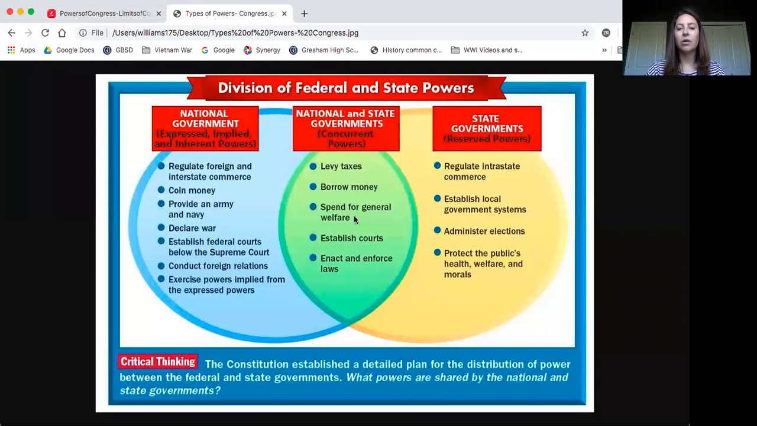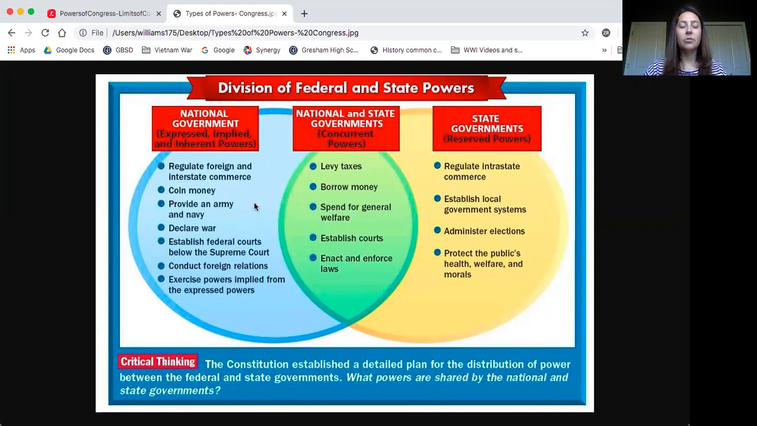In the middle here are concurrent powers. That means they both can do them. Con is together. So these are things that both the national and the state governments do. So for example, when you get a job, or if you have a job, you'll see you have state taxes and you have national taxes. So that's a great example of concurrent powers.